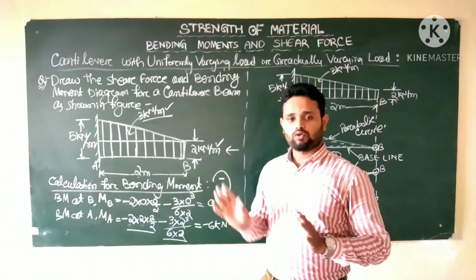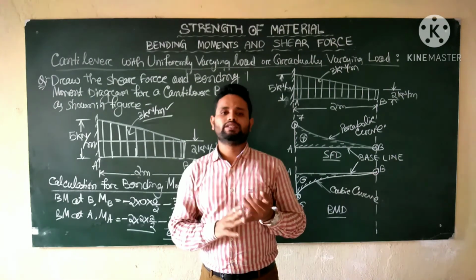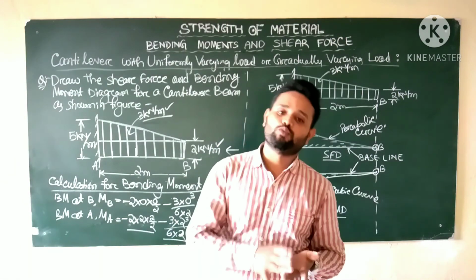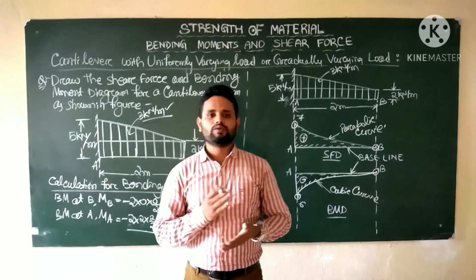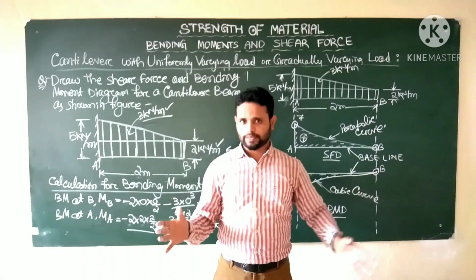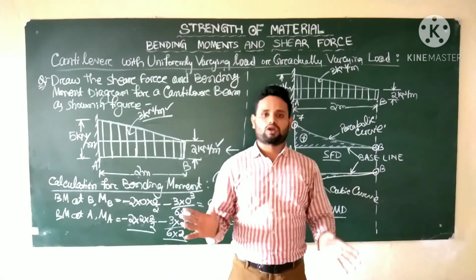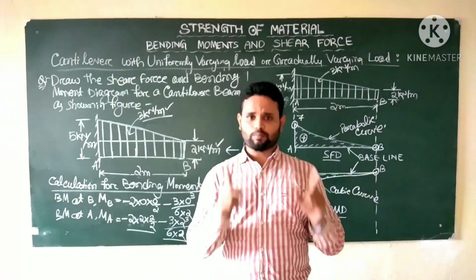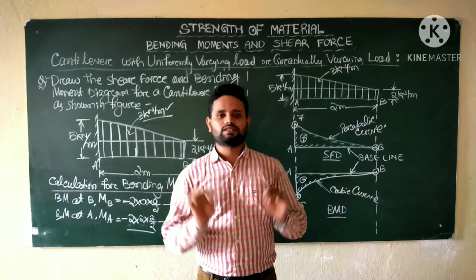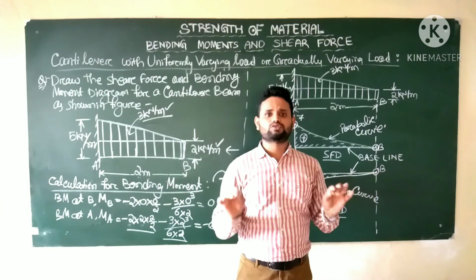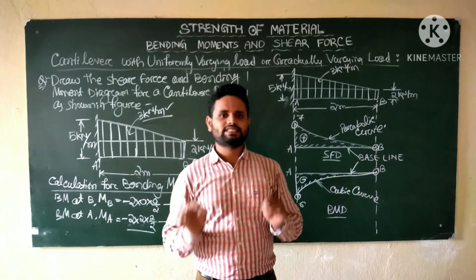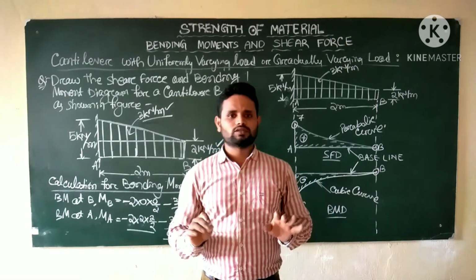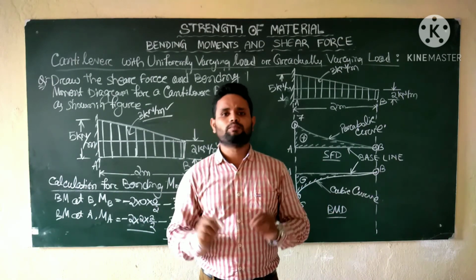So this is all about cantilever beam with a UDL along with a UVL. In the next class, we will study the simply supported beam with a point load. Simply supported means that it has two supports at the two ends. This is called a simply supported beam. A beam which has two supports at the two ends, we can say simply supported beam. So we will discuss the simply supported beam with a point load.